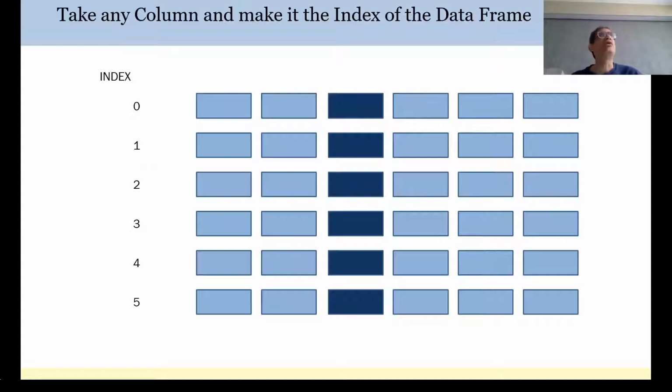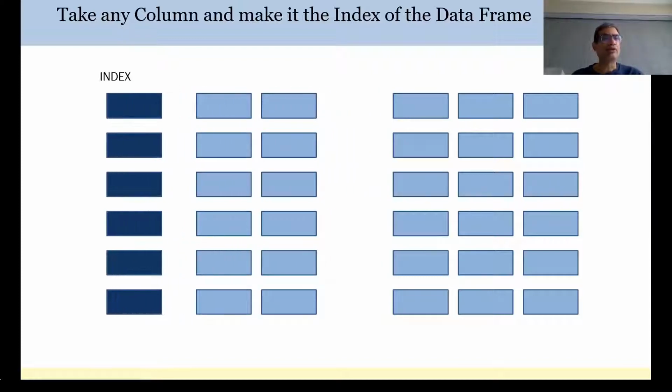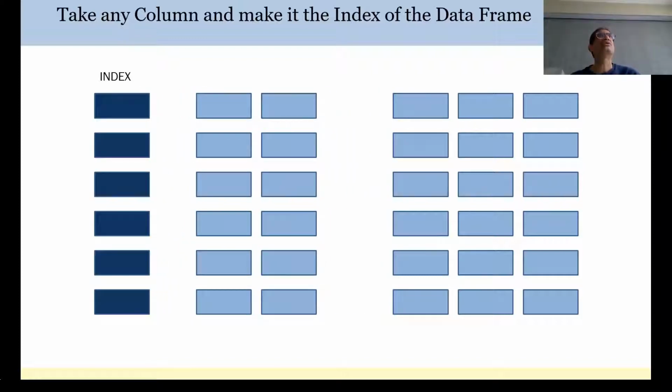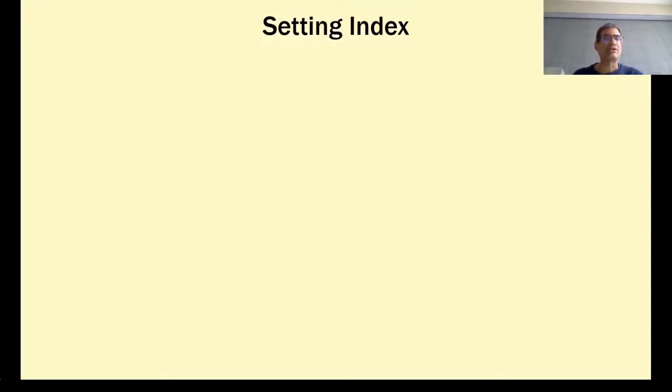But Pandas also allows you to do this. You can take any column that you like and make it the name of the row, make it the index. So you can take a column and promote it and say this is my index. It becomes the row index, a way to refer to each row. Why is this useful? Let's take a minute to understand what is going on.